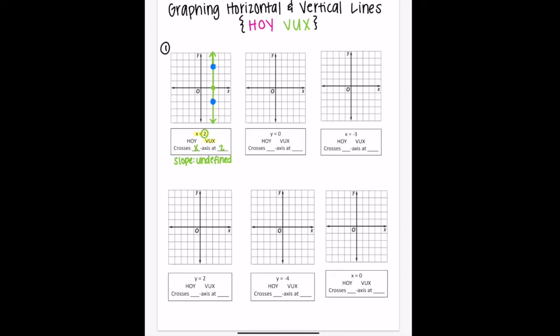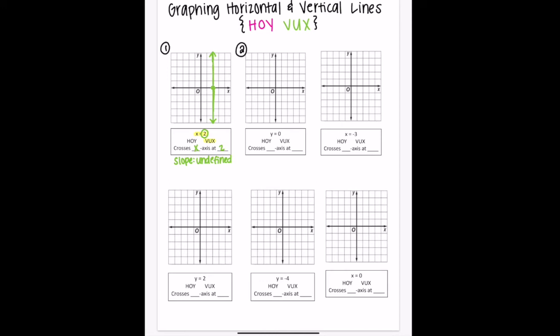Again, we're going to look at that in more detail later on, but I just wanted you to understand the difference between having a 0 slope and having an undefined slope. Okay, now let's do example number 2.